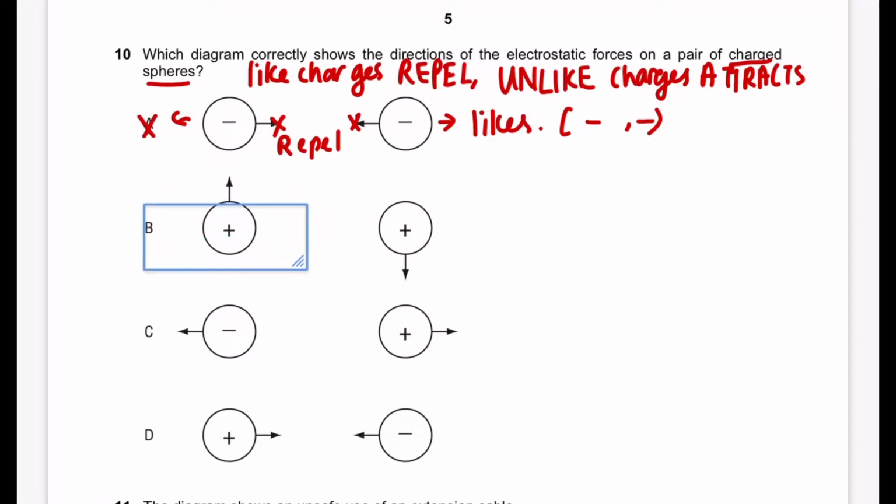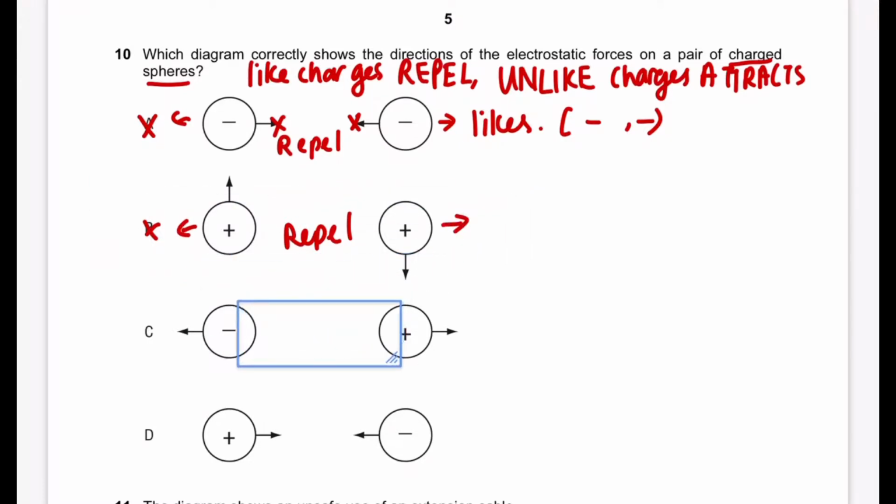Now B, you have two positive charged spheres. The direction of the force is in a vertical motion. One is up, one is down, which is not supposed to be this way. It is supposed to be in the repel motion, which is like this.